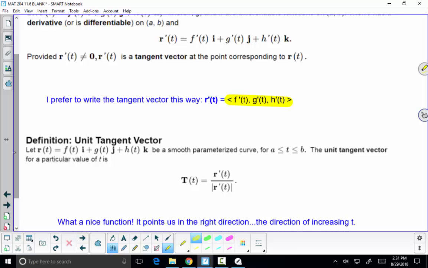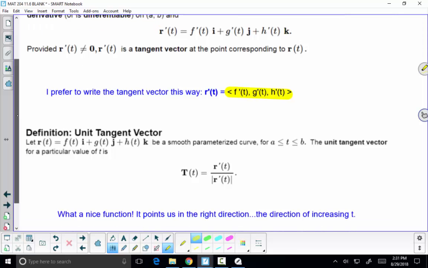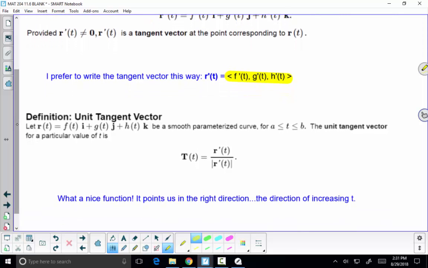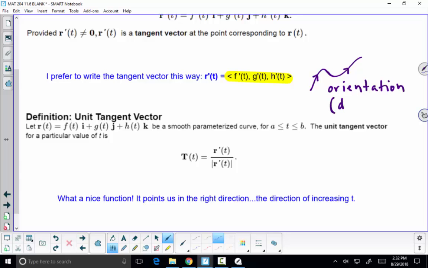And one of the nice things about this tangent vector is that it's going to point in the direction of increasing t. When we have our parametric curves, most of them will have an orientation to them. So there will be a direction that the points are plotted, which we call the orientation. And the orientation is the direction of increasing t.